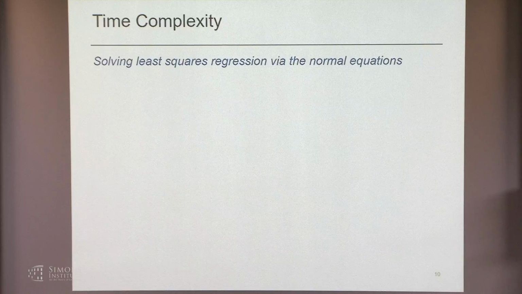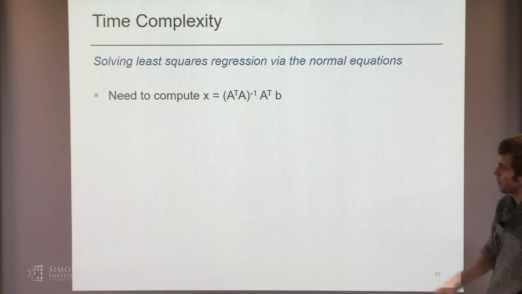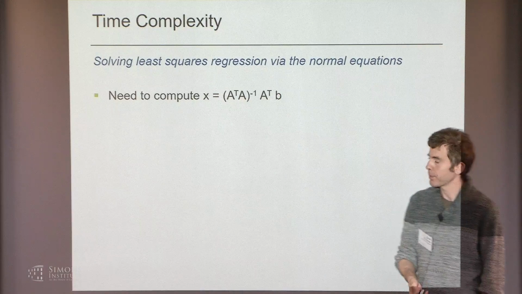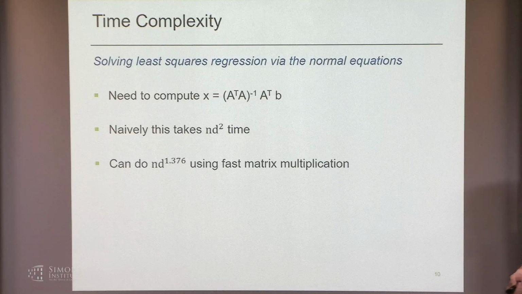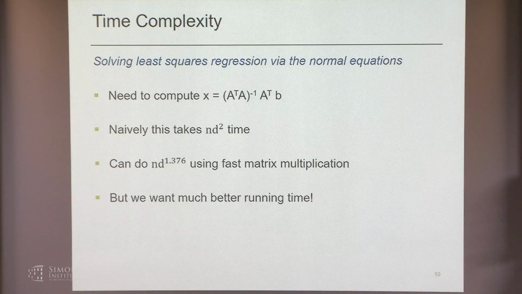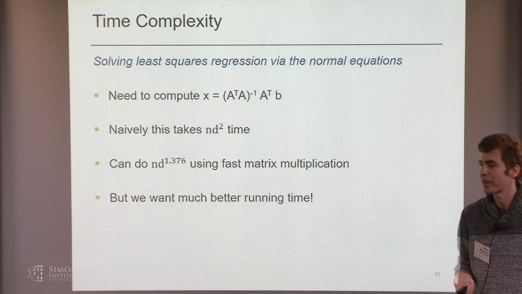Okay. So the time complexity, just to put it on a slide, is that we need to compute x equals (A transpose A) inverse A transpose b, which takes n d squared time, or n d to the 1.376 with fast matrix multiplication, and we want a much faster running time. So this will lead us into the technique that I mentioned of sketching or dimensionality reduction.